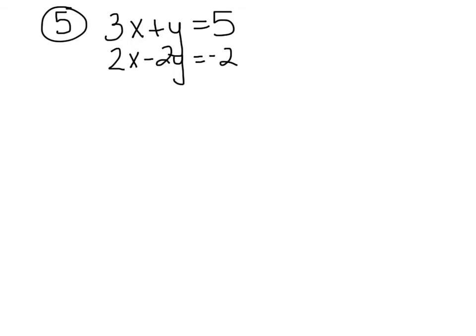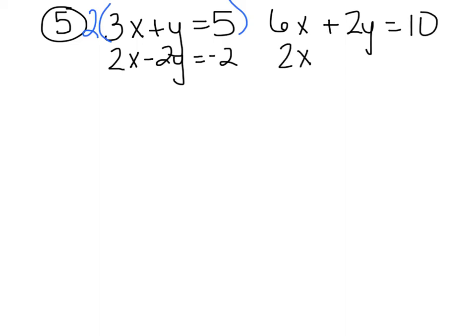X's or y's? Maybe the y's. What could you multiply the top equation by to get the opposite of the bottom? It'd be 2, because then we get a positive 2y and a negative 2y. So we get 6x plus 2y equals 10, and 2x minus 2y equals negative 2.